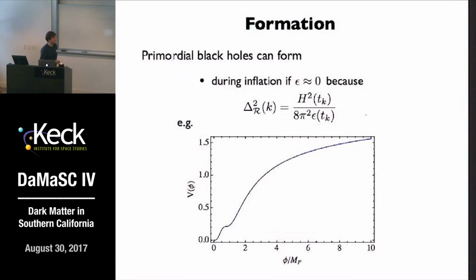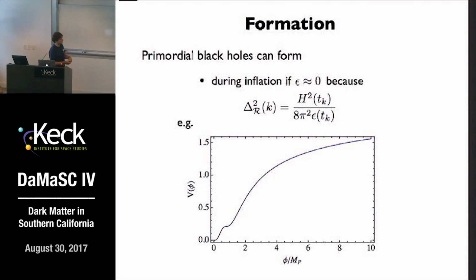Now, one thing I also wanted to discuss is just how one imagines these primordial black holes form. And one way is easy to see that they can form from the primordial power spectrum generated by inflation. So this is just the usual slow roll formula. You see that there's a 1 over epsilon in this. So if you have a period where epsilon goes to 0 or becomes very small for a while, then you really enhance the amount of power.